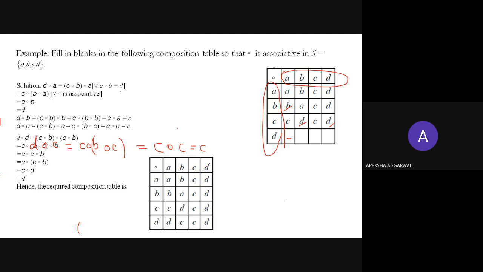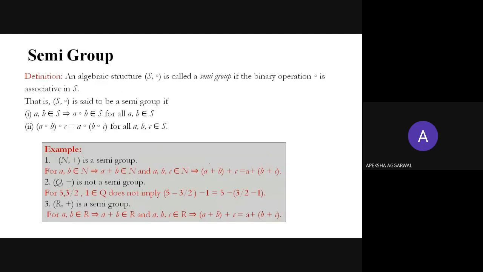So this is your final composition table. Then let's study semigroup. कल हम पढ़ेंगे ग्रुप क्या होता है, आज हम देख लेते हैं सेमी ग्रुप, ठीक है। सेमी ग्रुप क्या होता है? An algebraic structure S on an operation O is called a semigroup if the binary operation O is associative in S. That is, (S, O) is said to be a semigroup if A, B belongs to S, this implies that A O B also belongs to S. What is this property? Closure property.